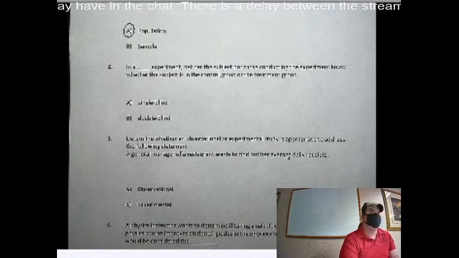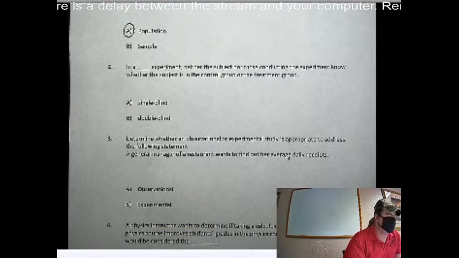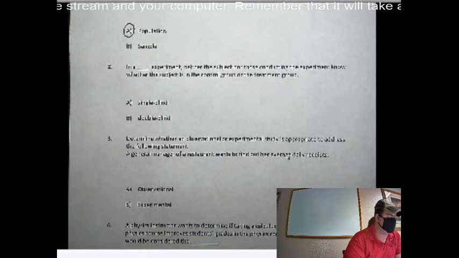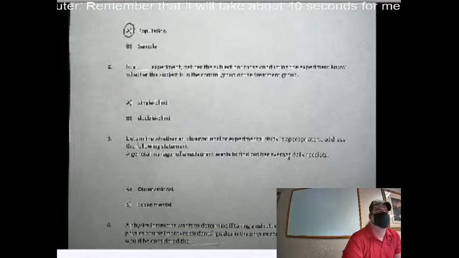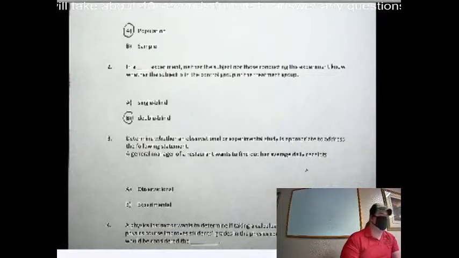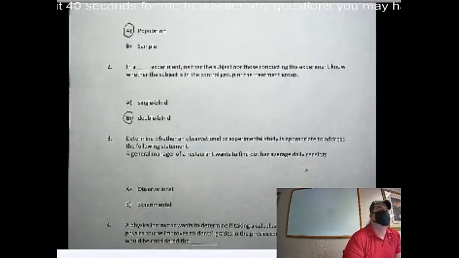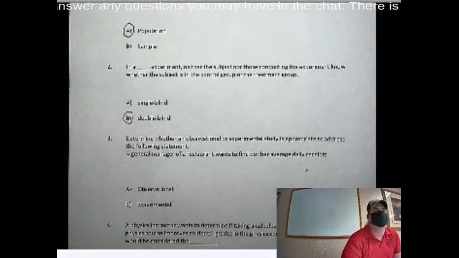Number 2, in an experiment, neither the subject nor those conducting the experiment know whether the subject is in the control group or the treatment group. Is that a single blind or double blind study? Double blind, yeah. In a double blind experiment, nobody knows who's in what group, whether they be in the control group or the treatment group.